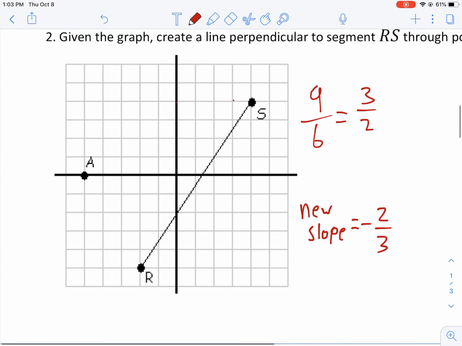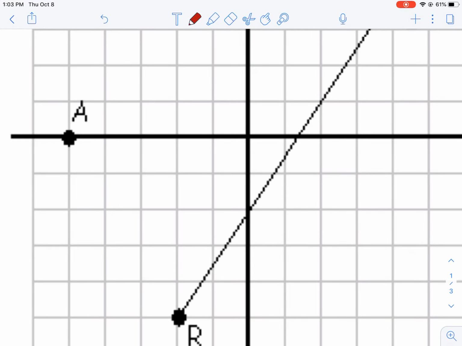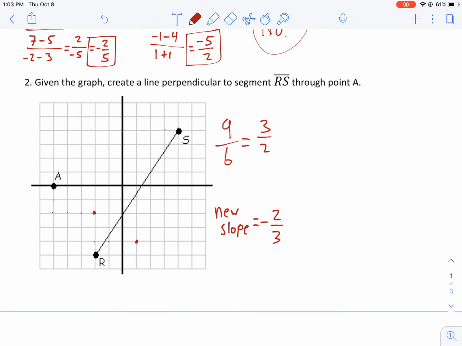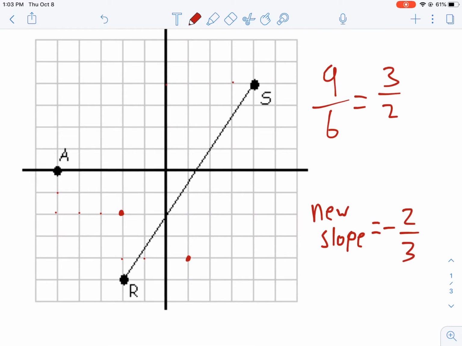So I'm going to start from A. I'm going to count off some more points. I'm going to go down 1, 2, over 1, 2, 3. So this is my new point. I'm going to do it again. Down 1, 2, over 1, 2, 3. And there we go. So that will be perpendicular. So I can draw my new line. Oops. Let's drag that over a little bit.